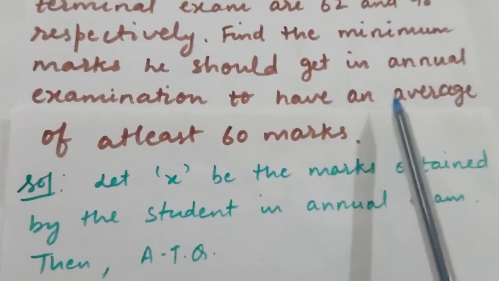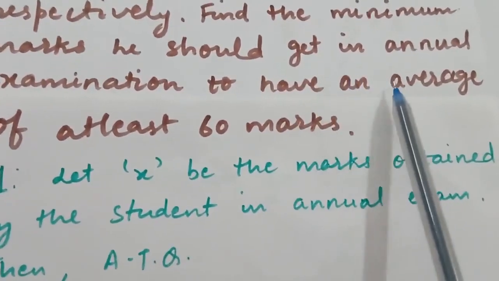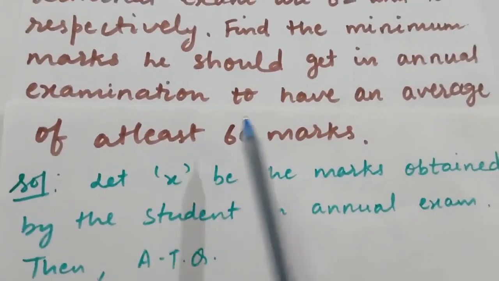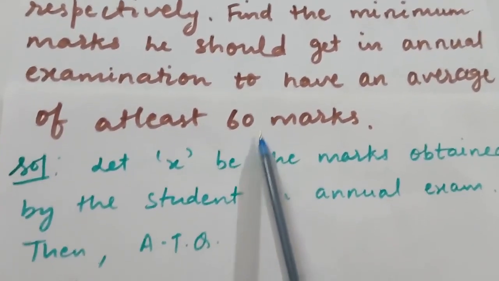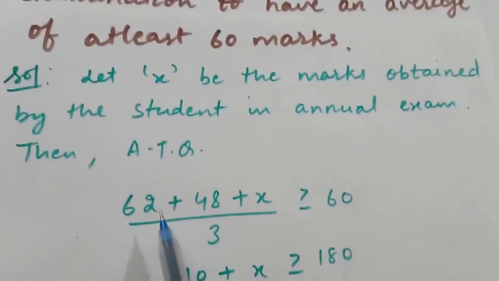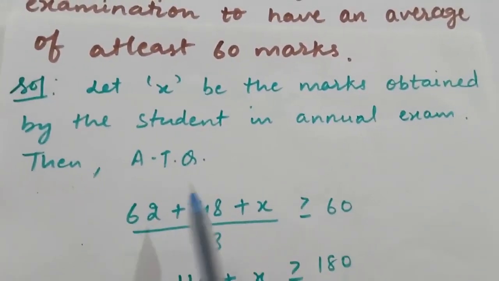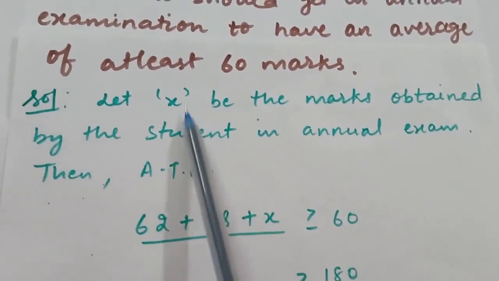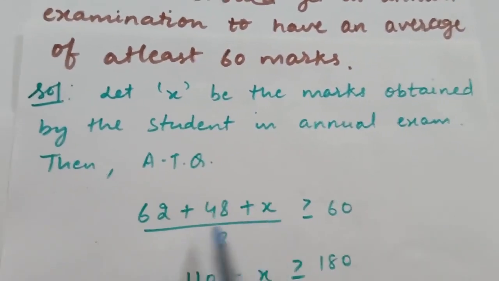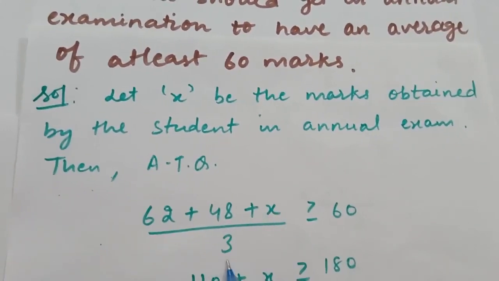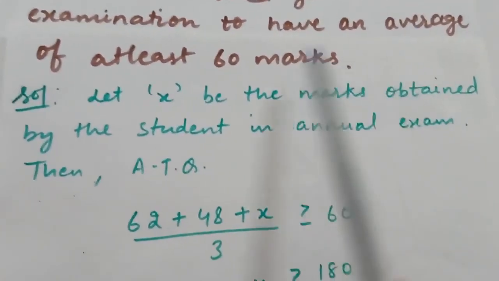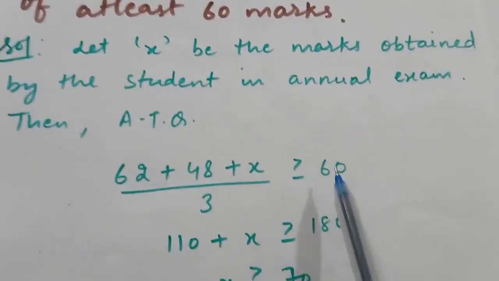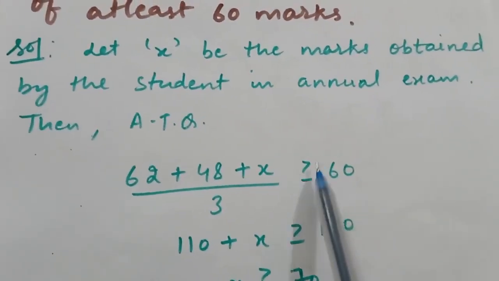So the average, now according to the question, should be at least 60 marks. What is at least? It is either equal to 60 or greater than 60. So the average will be the first exam marks plus the second exam marks plus the annual exam marks, which we have let as x, added and divided by 3. We want an average of at least 60 marks, so the average is either equal to 60 or greater than 60.